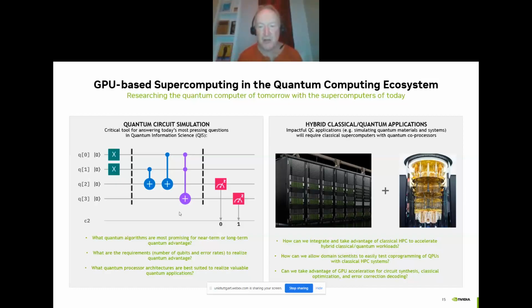NVIDIA's contribution in this field. There are two areas where NVIDIA is focused on helping promote and support this research. One is in accelerating the quantum circuit simulation itself, and the other is building the tool chains to support this ultimate, what we expect to be a hybrid classical quantum computer. So you can think of it as the quantum processing unit, the QPU, is the likely way in which this compute capability will be brought to bear as it becomes mature.